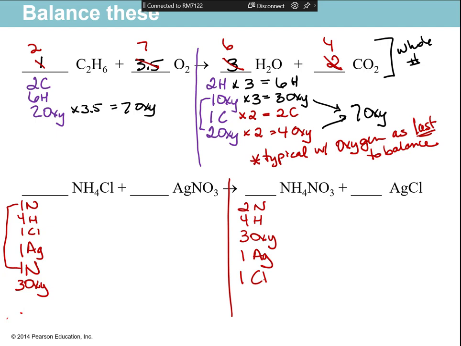If it's already balanced, you don't have to do anything. They're just ones. They already exist with an equal number of nitrogens, hydrogens, chlorines, silvers, and oxygens on both sides. So there are occasions where it's already going to be balanced. So don't be like, well, I have to change something. You don't have to change anything if the total number of each atom on both sides is already the same.